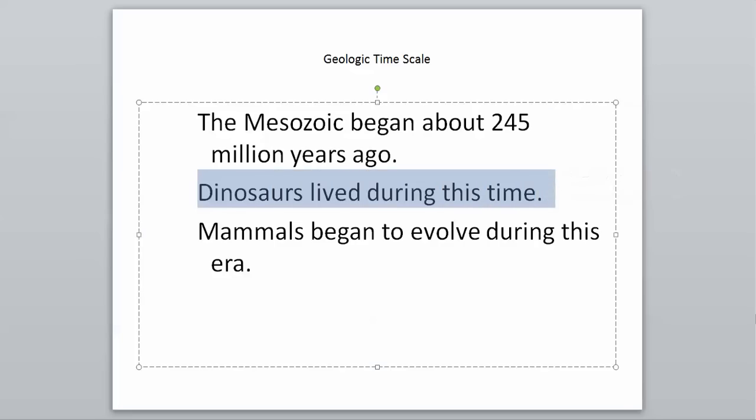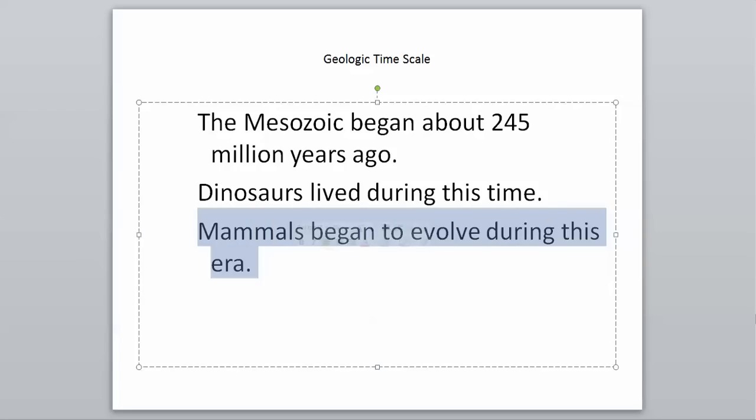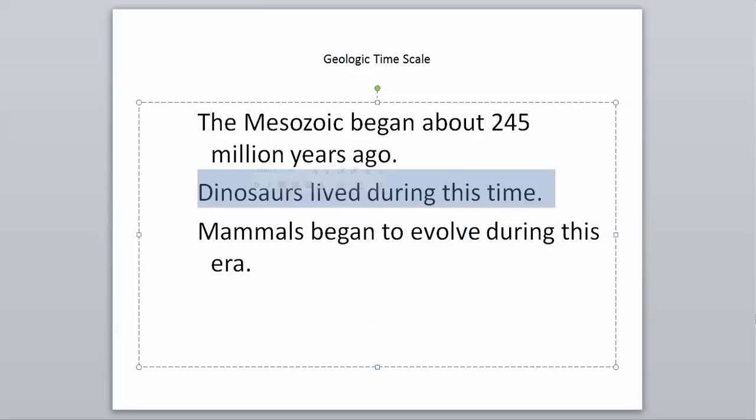And another important thing is that mammals began to evolve during this era. So this is when we first started seeing our first mammals. However, they were really small at this time, and they didn't dominate the Earth. Dinosaurs were dominating the Earth during our Mesozoic.